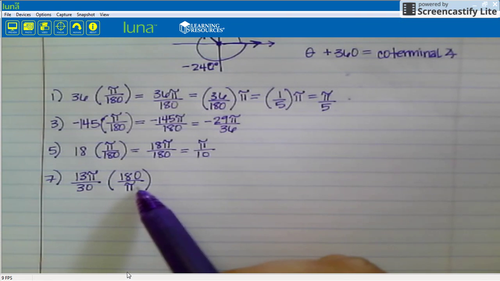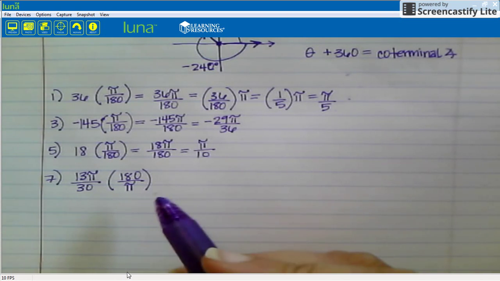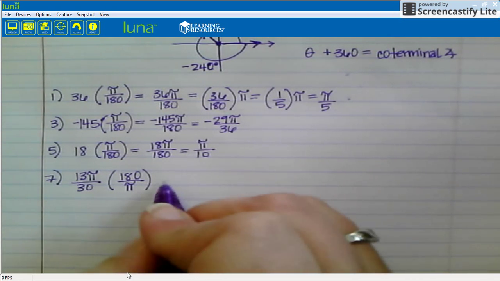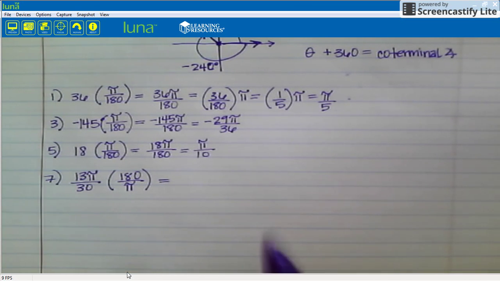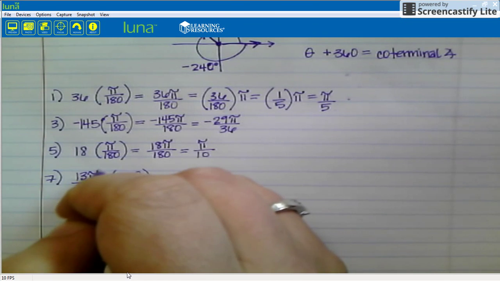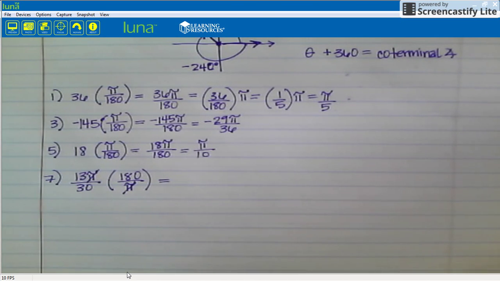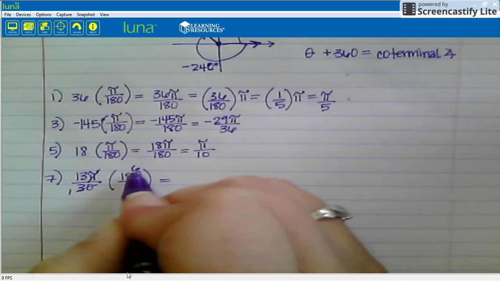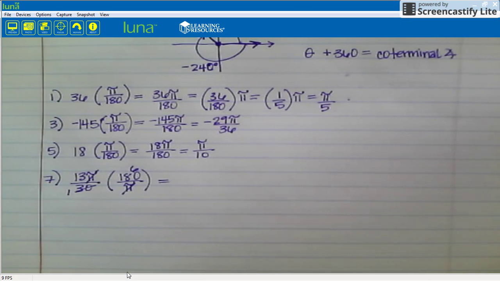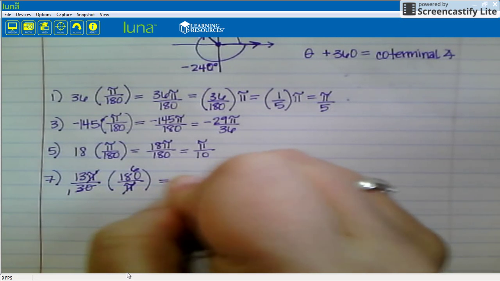Well, to make the pi go away, the pi has to be on the bottom. So from here, you can either multiply across or you can simplify before you multiply across. So I know that my pi's are going to cancel out. And my 30 over 180, I can reduce to 1 over 6. And then I'm just left with 13 times 6 as my degree measure, so this will be 78 degrees.